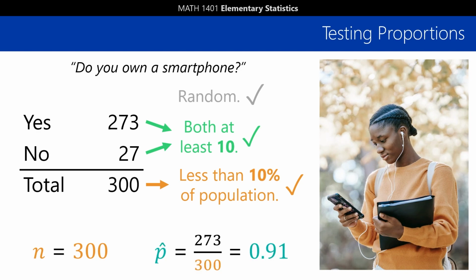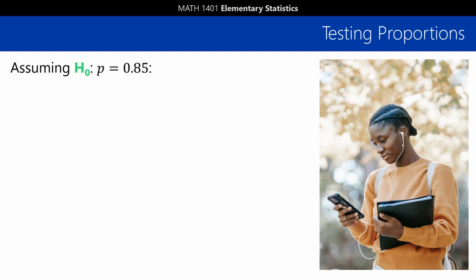We'll calculate p hat, which is our number of yeses divided by our total sample size, and that gives 0.91. That is, 91% of our sample said that they do own a smartphone. That is in fact above 85%. The question is, is it far enough above 85% to call that number into question? Let's put that p hat in context.